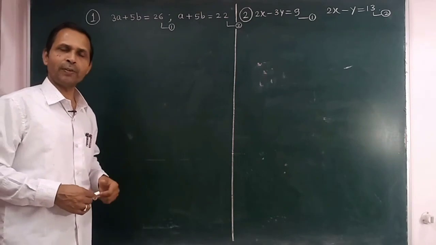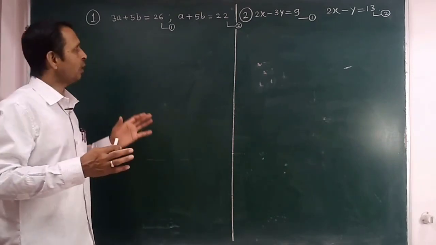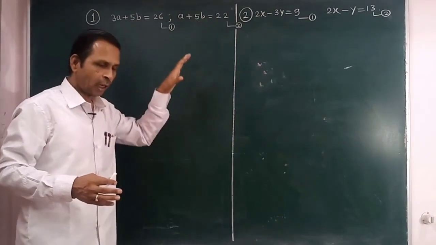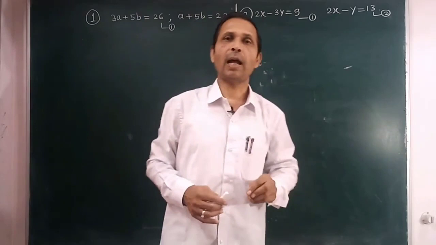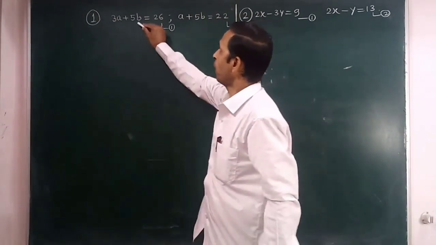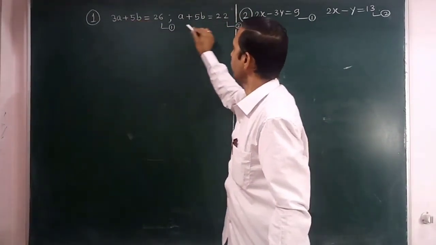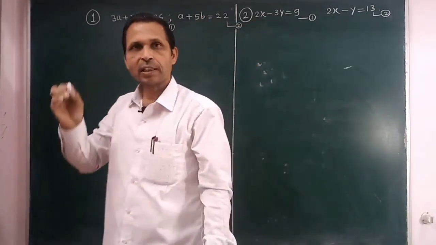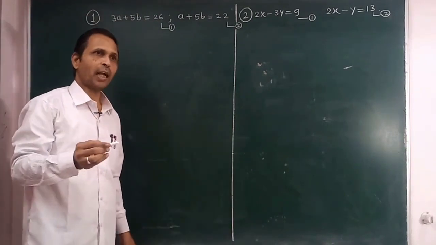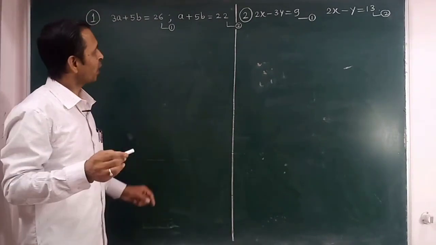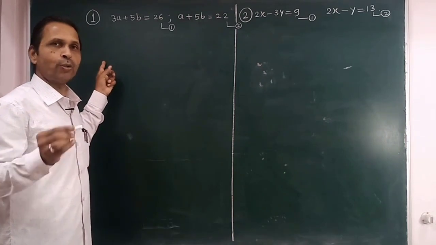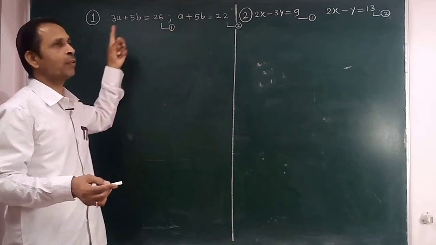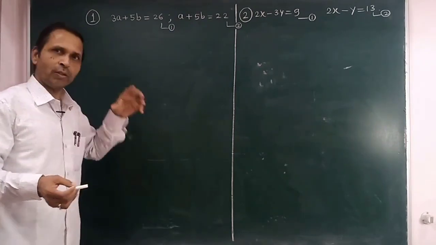Now how do we eliminate these variables? When we observe these equations, the 5b and 5b are two similar terms having the same sign. The sign of 5b is plus here and the sign of 5b is again plus here. And when the signs of the variables and coefficients are the same, then we have to subtract one equation from the other, or the second equation from the first. Now what is our process?